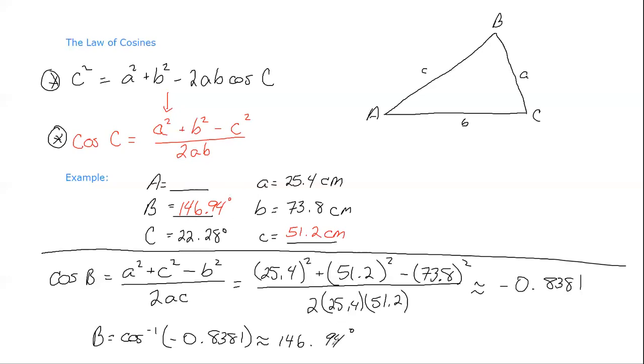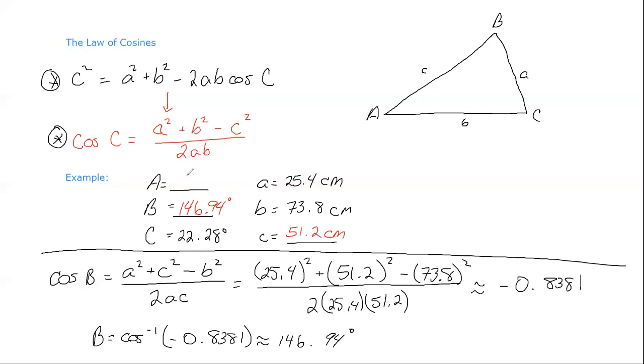Okay, now the reason I rounded the angle B to 2 decimal places is because I took the cue from the given angle that was provided to me. Angle C was written to 2 decimal places, so I just kept the same number of decimal places for angle B as well. And I'm going to do that for angle A too.